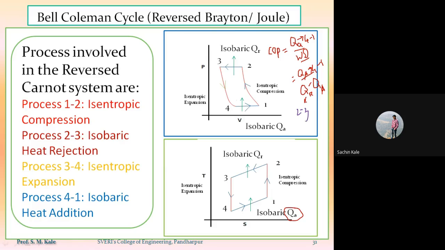Now here, as I know that heat absorption is taking place during the process 4 to 1, that is nothing but this process, and during this process, heat rejection is taking place. Now, area under PV diagram. By using PV diagram, we are able to calculate what?